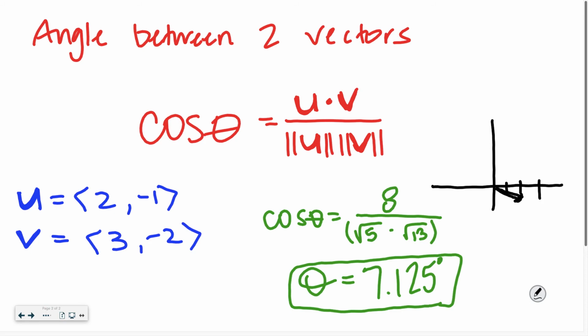Oh, hold on. I need to fix one of them, which stinks. 7.125 degrees. There. I didn't draw the other one long enough. Okay, 7 degrees. My marker's pretty thick up there.